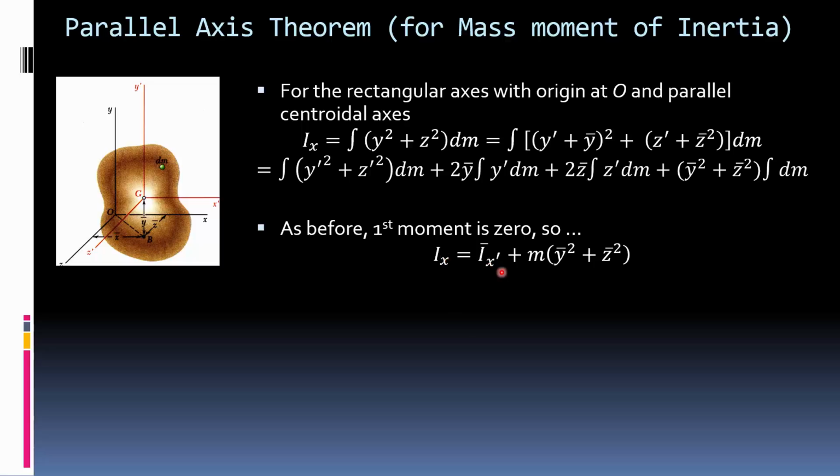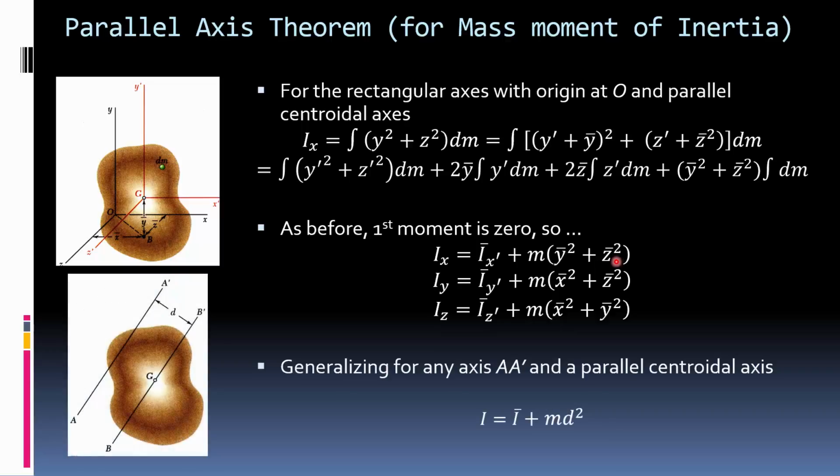So if that goes away, hopefully you recognize this as the I bar term, and then you have your additional term. So you have Ix is Ix bar plus mass times the distance squared, and likewise for Iy and Iz. So it works out to be the same. To make it general, hopefully this looks familiar: your moment of inertia about any axis is its centroidal moment of inertia plus the mass times the distance squared to that axis.